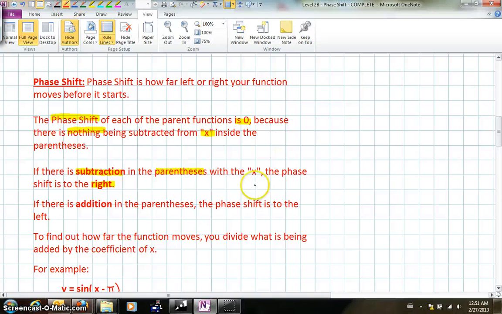You may remember that because if you think about transforming a quadratic, let's say we had y equals x minus 3 squared plus 4, for example, we know that minus 3 moves our vertex 3 to the right. And so the same thing will happen here with our phase shift in these sine and cosine graphs. We see subtraction, we're going to shift it to the right. Conversely, when we see addition, we're going to phase shift our function to the left.